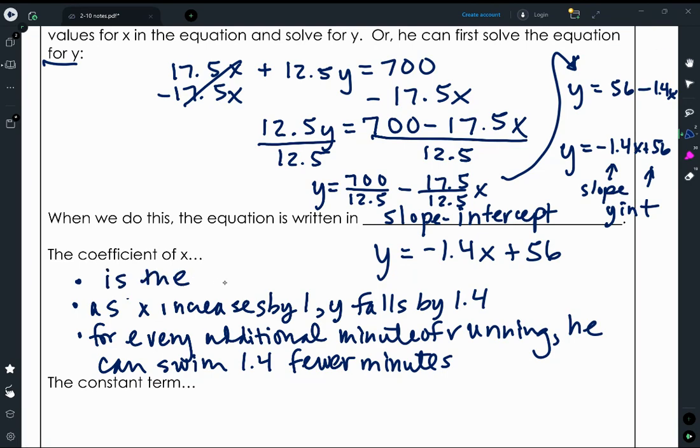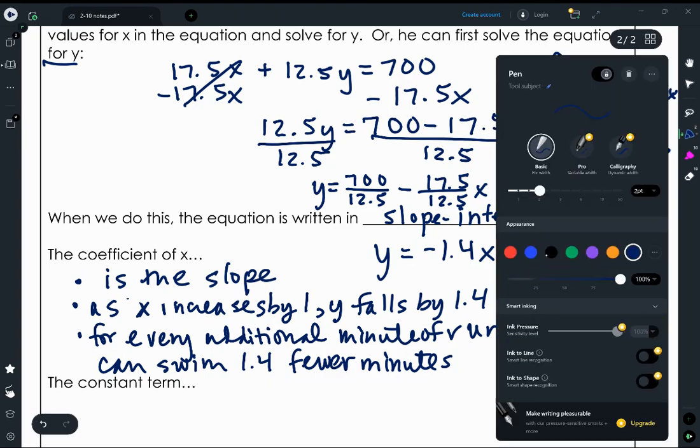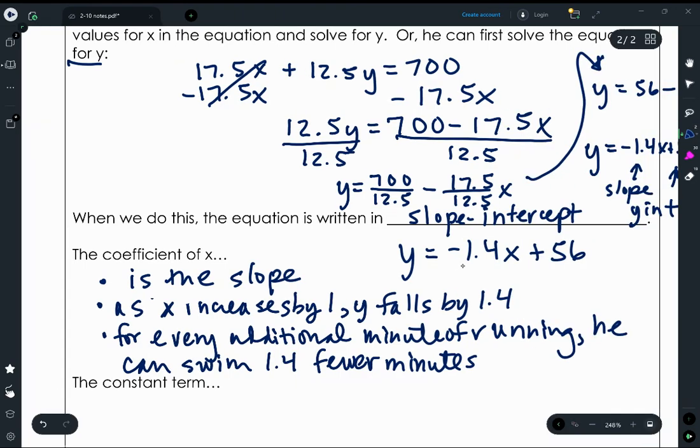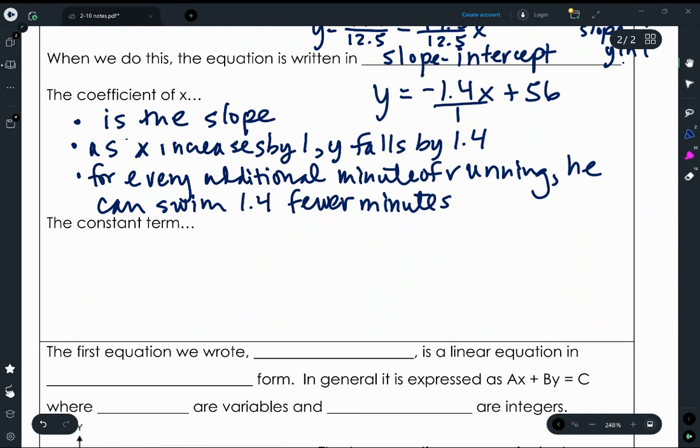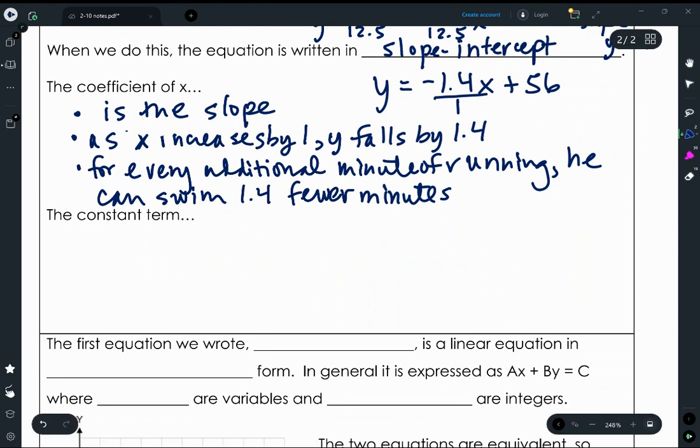So the x coefficient is the slope, and it's negative. We could think of the graph falling from left to right or going down. So as your x is increasing by 1, it falls by 1.4. So when we say falls by 1, if you could think about having that fraction here and putting it over 1, right? So my top number, my change in y is negative 1.4, my change in x is 1. So I think it really helps to be able to see that fraction. So we're really trying to have a deeper understanding right now of how graphs work. So the constant term is the y-intercept.